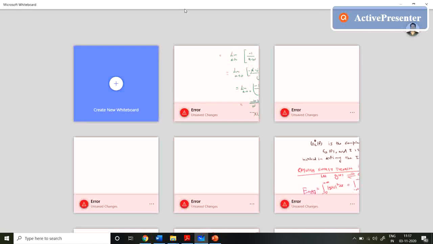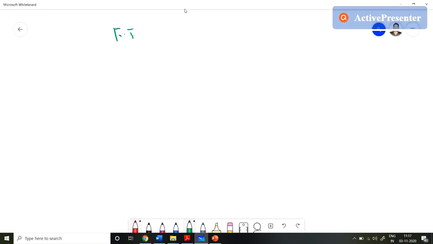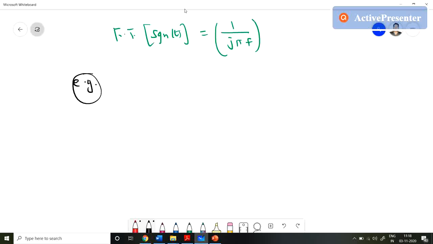So the Fourier transform of signum t is equal to 1 divided by j pi f. Now, using this relation, we can find out the Fourier transform of u(t), that is, the unit step.